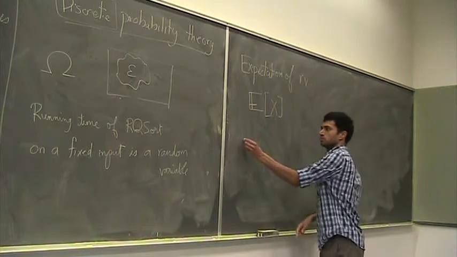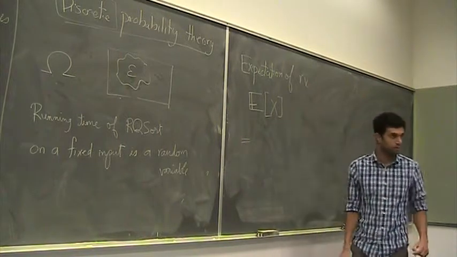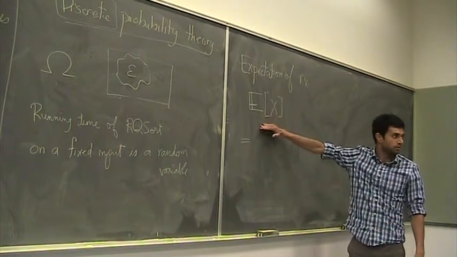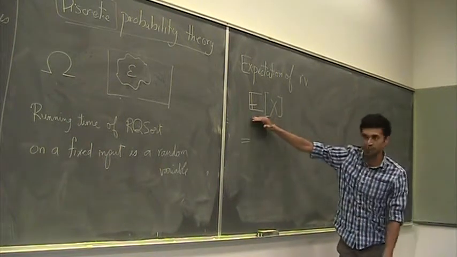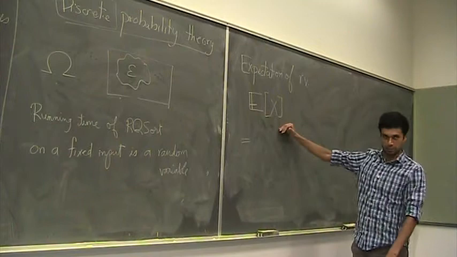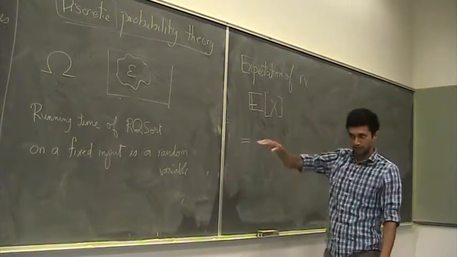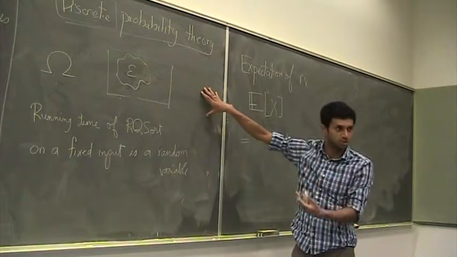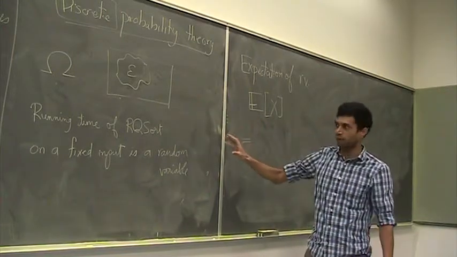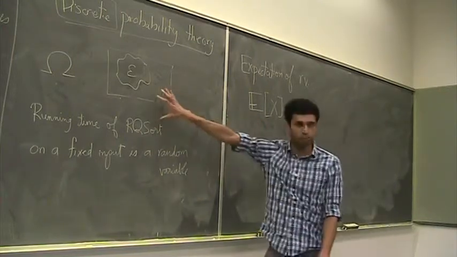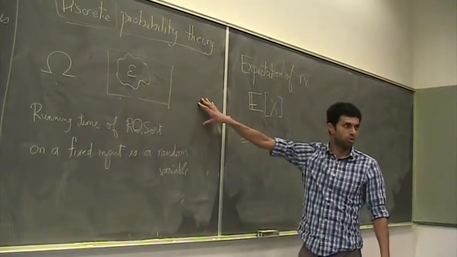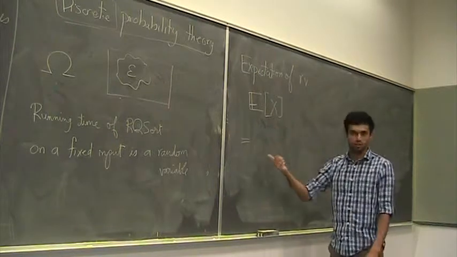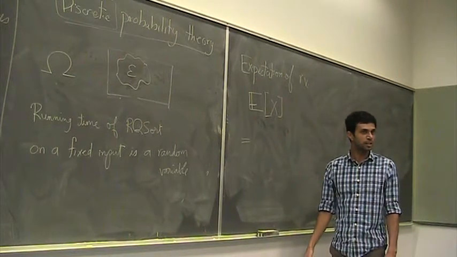So let's define this. How would you define this? Any guesses on how I define this? Note that I have an expectation of a random variable. A random variable is simply a function from the outcome space to, let's say, the reals. Probability is also a function from the outcome space to the interval 0, 1. How do I define this? What should I write here? Any guesses?